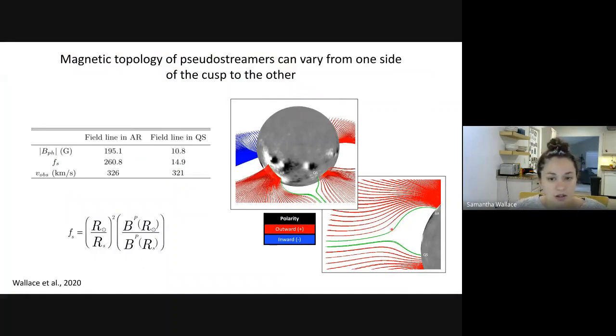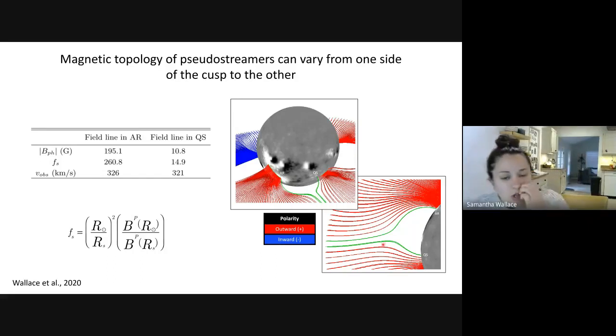Before I discuss the results, one thing we found throughout the study was that the magnetic topology of a pseudostreamer can vary from one side of the cusp to the other. This is the same pseudostreamer we've been looking at, and if you look, one side is grounded in a strong active region of about 195 Gauss, while the other side is grounded in weak field that's about 10 Gauss. The magnetic field at the foot points of these field lines greatly affects the expansion, as you can see in this table, and it creates this sort of asymmetric dome when you're looking at the cross-section of this pseudostreamer, essentially.